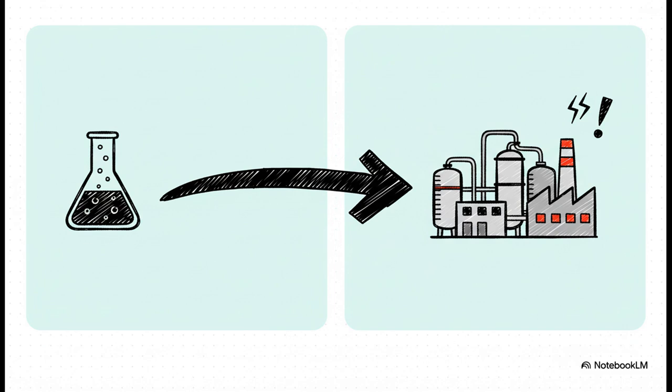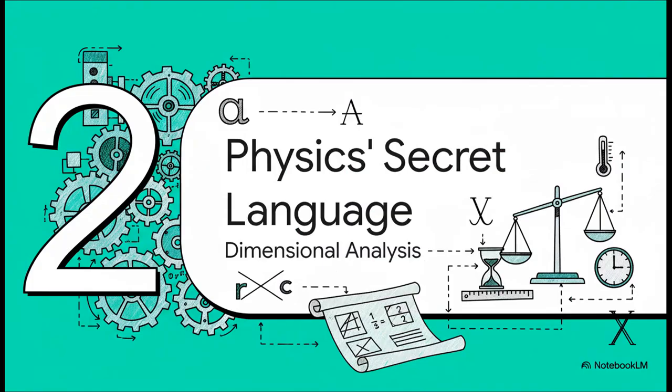You need a set of rules, a kind of secret language that the universe itself speaks. And that secret language, the very foundation of G.I. Taylor's method, is called dimensional analysis.